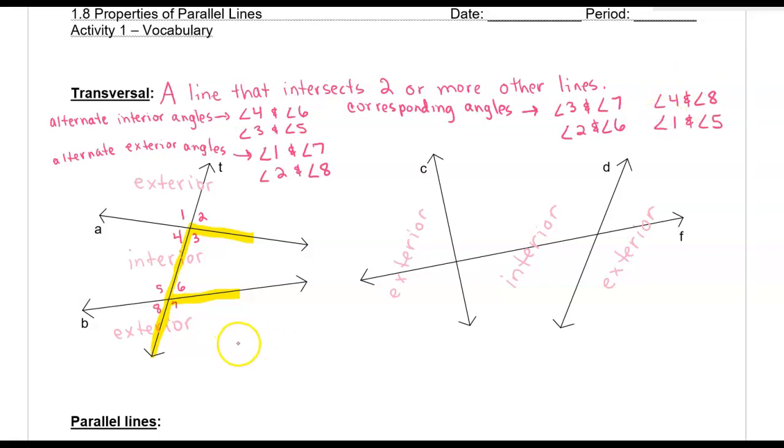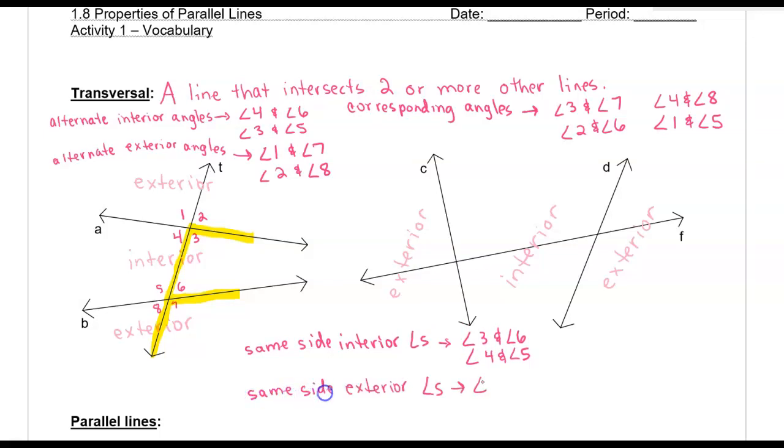Another pair of angles are called same side interior angles. Same side interior are angles 3 and 6 and angles 4 and 5. The last pair I want to point out are same side exterior angles. Angles 2 and 7 are a pair of same side exterior, and angles 1 and 8.